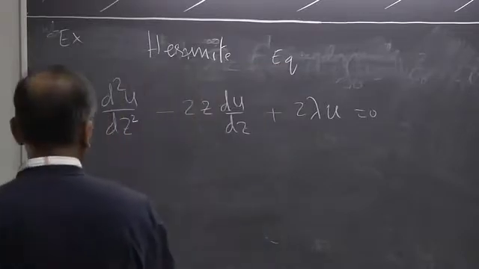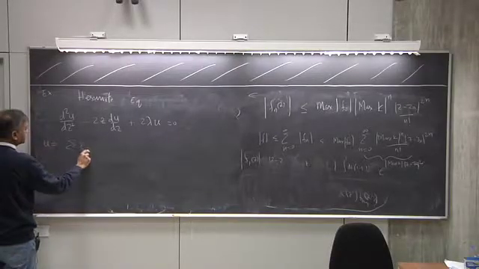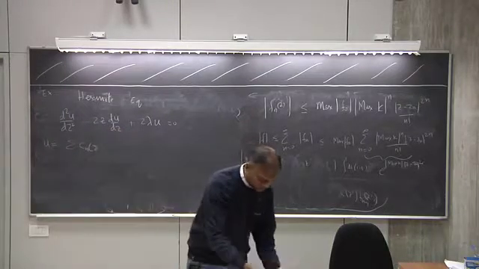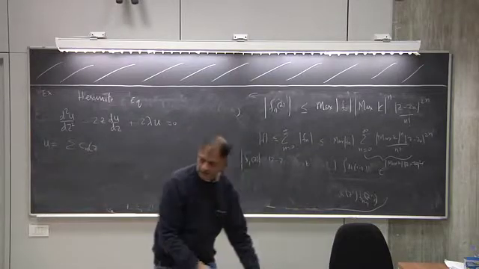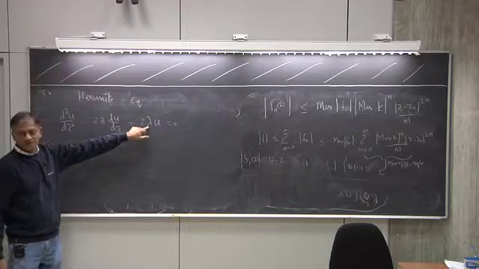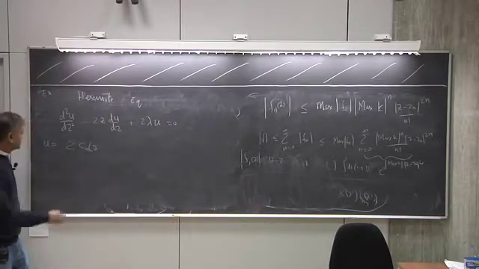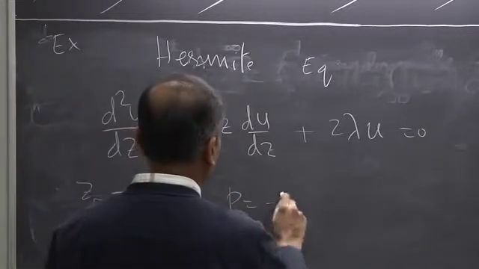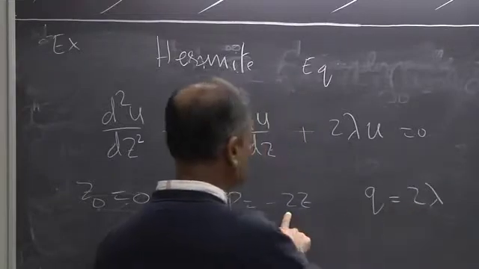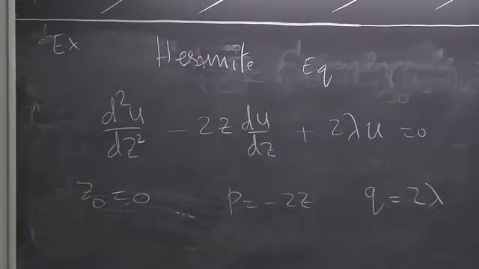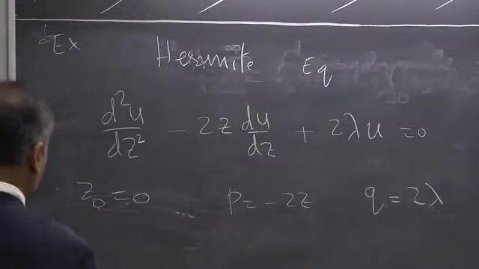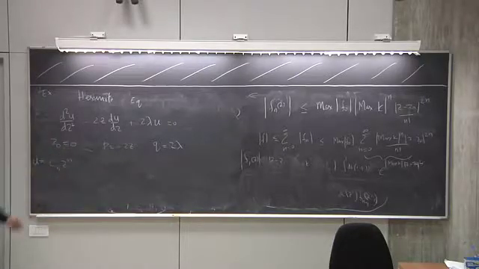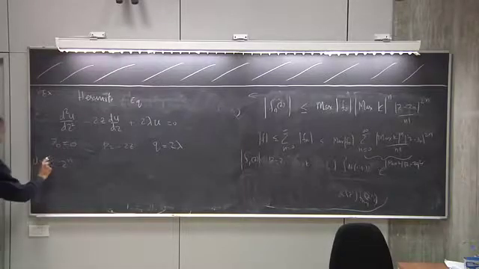Let's look for a solution of the form u equal to a power series, sum of Cn z to the n, around z equal to 0. Anyway, it's regular: p is simply minus 2z, and q is simply 2 lambda, which is a constant and clearly has no pole at z equal to 0. So I look for a power series solution around z equal to 0, with n from 0 to infinity.